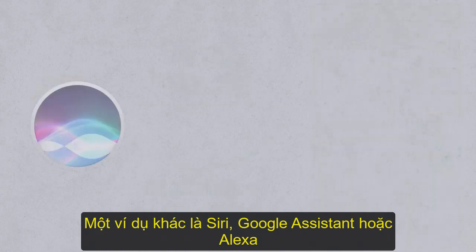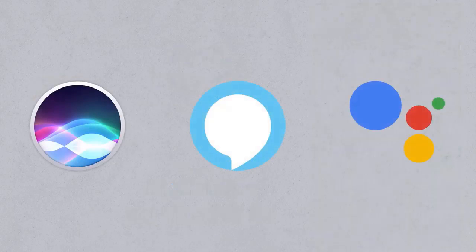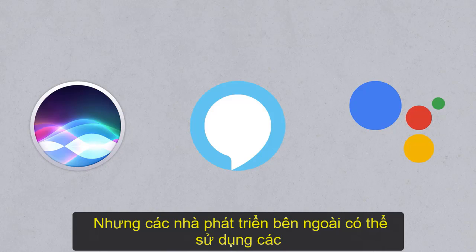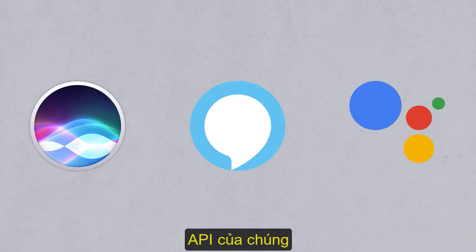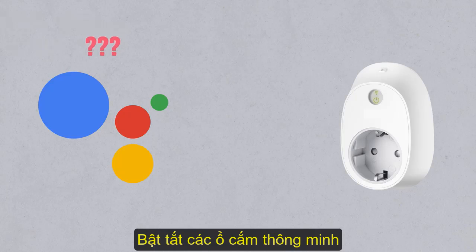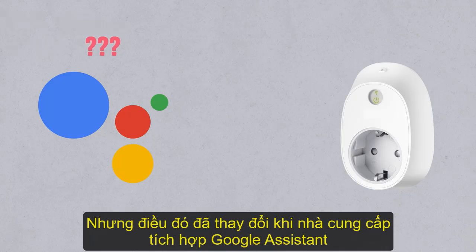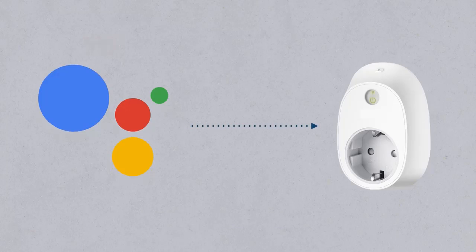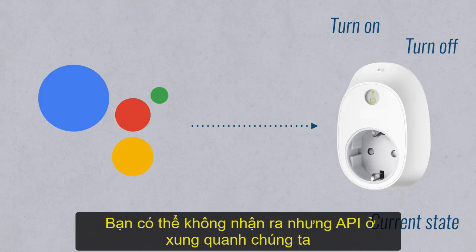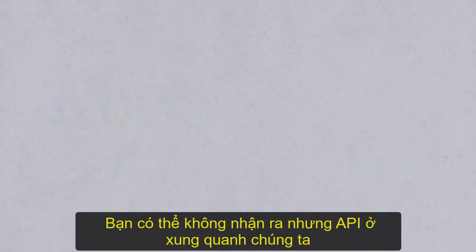Another example is Siri, Google Assistant, or Alexa. These personal assistants are quite clever, but external developers can use the assistant's API to extend the functionalities even further. My Google Home, for instance, didn't know how to turn my smart outlets on or off, but that changed when the vendor integrated with the Google Assistant through its API. Suddenly, Google became aware of the new hardware, its capabilities, and how to interact with it. You might not realize it, but APIs are all around us.